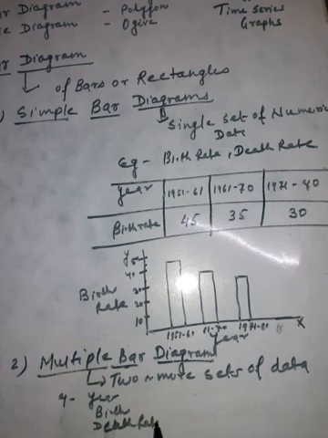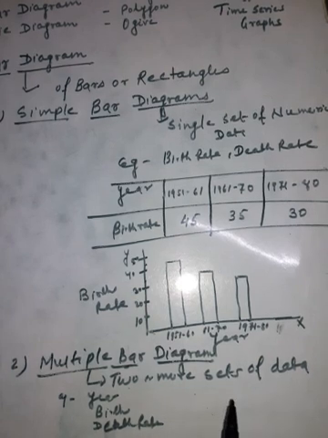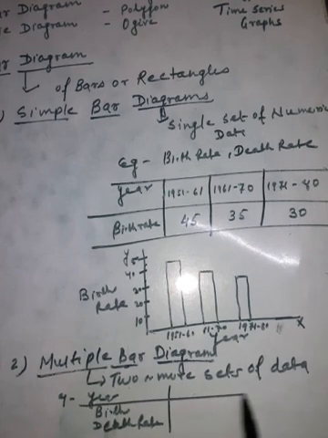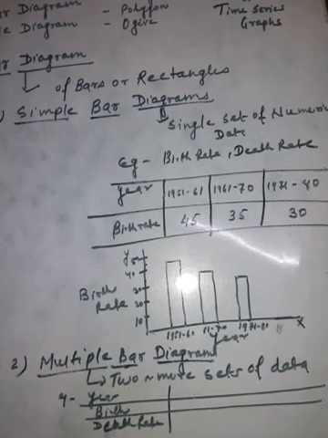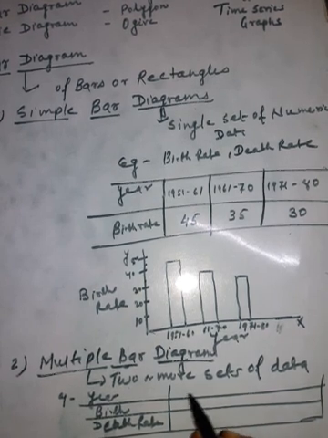Death rate. If two or more sets of data are given, then we will represent them diagrammatically in the form of a multiple bar diagram. Now, years, then birth, then death. Suppose all these are hypothetical again.